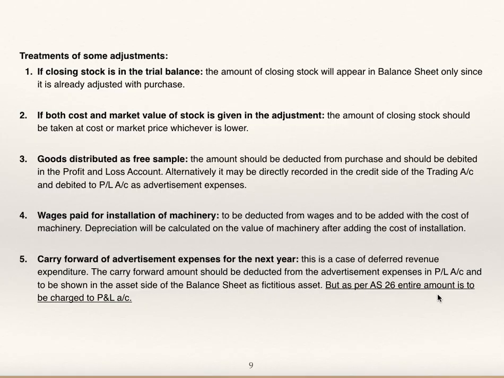But as per AS 26, entire amount is to be charged to profit and loss account. This is very important. Even if it is given in the adjustment that the benefit of advertisement expenses can occur to company for next few years, still it is to be expensed off in the year when the amount is spent.